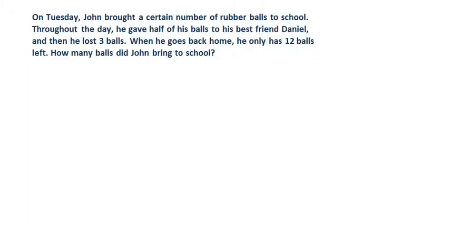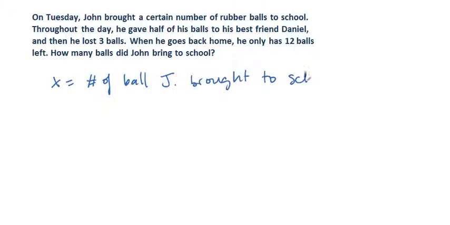So to solve this problem, we're going to set up an equation where we say x is equal to the number of balls John brought to school. Basically, we're going to set up an equation explaining how many balls he has. So he has x balls to start off with. Then he gives half of his balls to his friend Daniel, so he only has x over 2 balls left, right? And then he loses 3, so minus 3. And that's equal to the 12 balls he has when he goes back home.